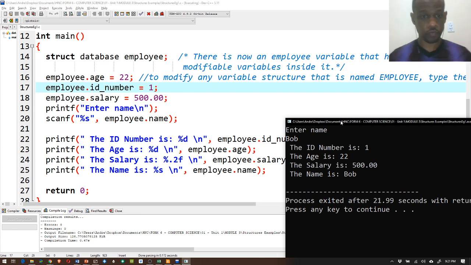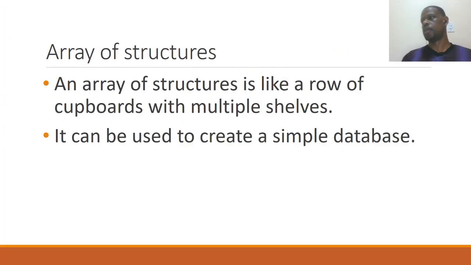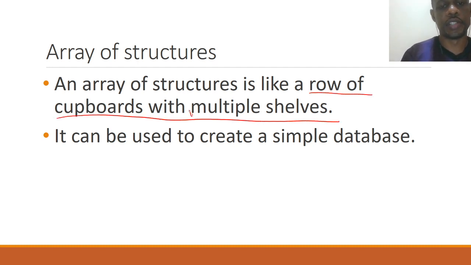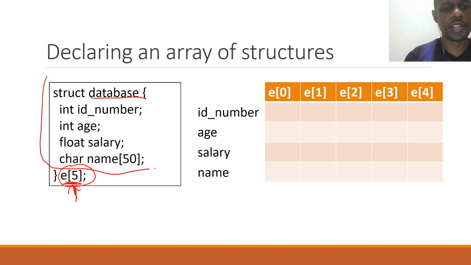Safe. Alright, cool. So now we're going on to array of structures. An array of structures is like a row of cupboards with multiple shelves. When I say multiple shelves, it's kind of like creating a database. Let's say I have a structure called database with an ID number, age, salary, and name, and I put E5. What that means is I want to create 5 of these structures, and I want to name them E.